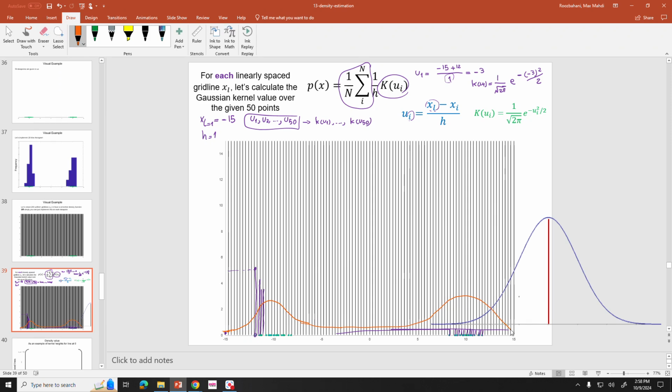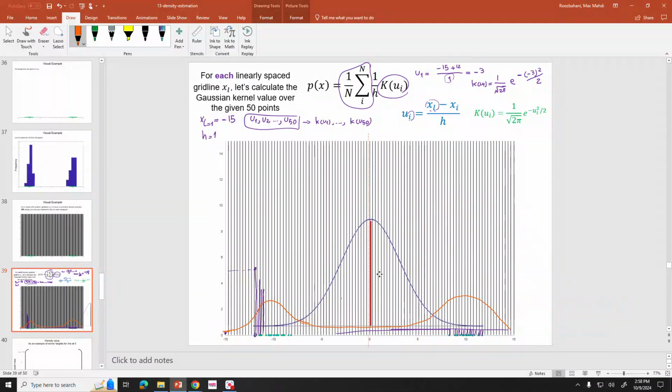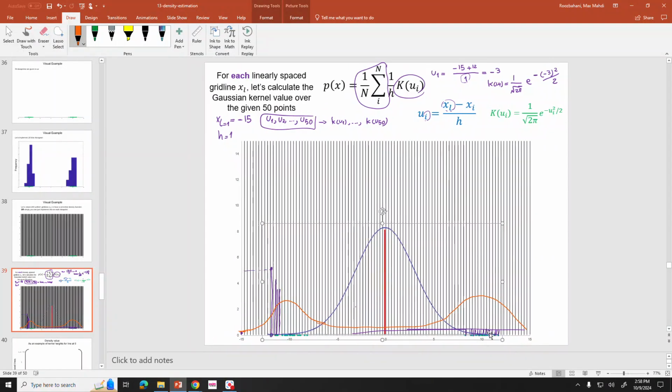Right? So why do you think this value is quite low, around 0? If I drop this around 0, what's going to be the K(u)s for this? Is it going to be a small value or large values? Small. The average of small values becomes quite small. So that's why the value is quite small here. Okay. Any question about this part?